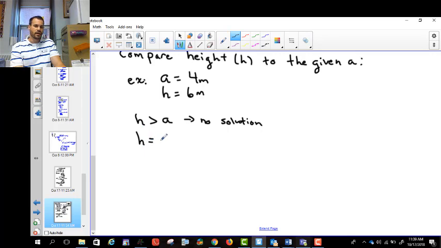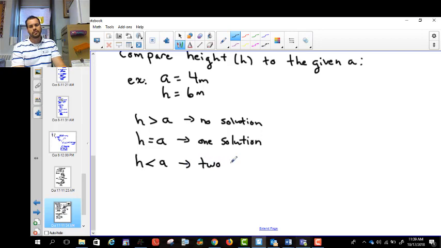If h is equal to a, then there's one solution. All right, and it is the right angle triangle. And if h is less than a, then we have 2 solutions. All right, so just to sort of graphically show this, what happens is if a is less than the height, then you have this side and it doesn't come down. It's not big enough, so it never is going to touch. Okay, no matter where we swing this, it's not going to touch.